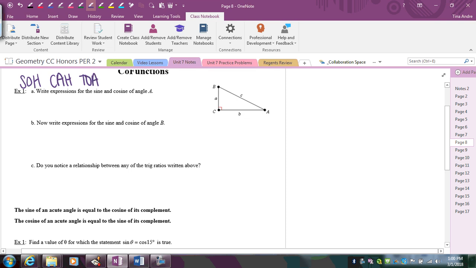If we're looking at angle A in this picture, the side opposite angle A is going to be lowercase a. The side adjacent to A will be b. And then across from the right angle is the hypotenuse. So sine of A is going to be the opposite, so a over the hypotenuse, so a over c. And then cosine of A is going to equal adjacent over hypotenuse, so b over c.